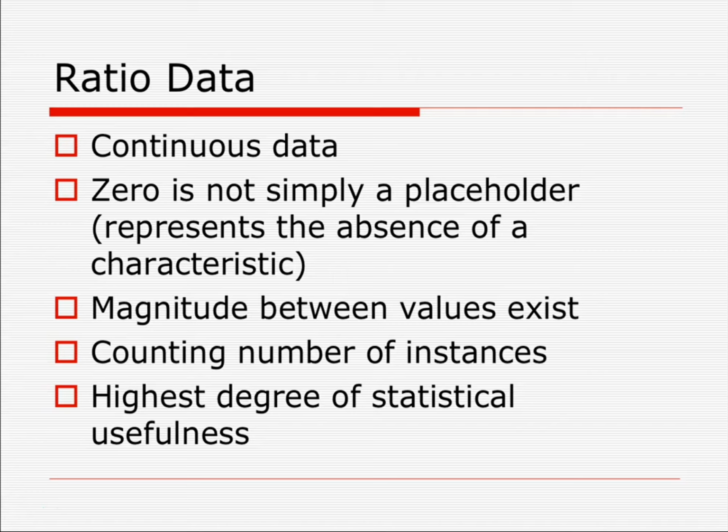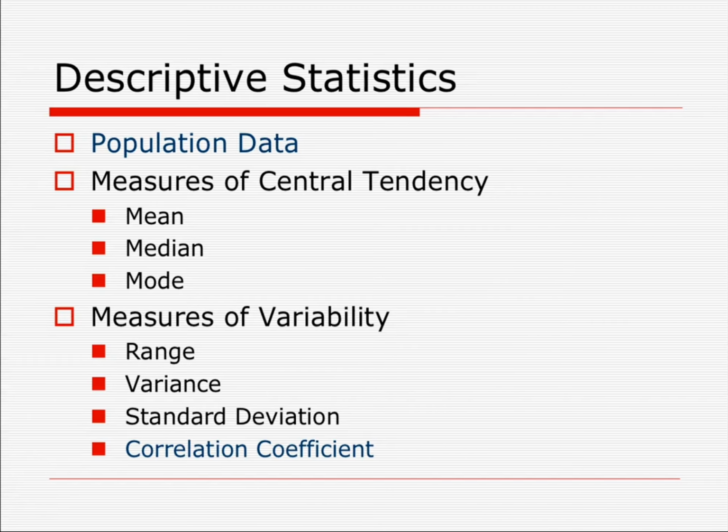Now that we've talked about the categories of data, let's talk about the different types of statistics that we would use. Descriptive statistics are those that deal with population. Examples of measures of central tendency being mean, median, and mode. Those are measures of central tendency. They're part of descriptive statistics. They describe the population. Then there's measures of variability, which also describe the population, but they talk about variability, things like range, variance, standard deviation, and correlation coefficient. Those are the ones we're going to look at here in this class.